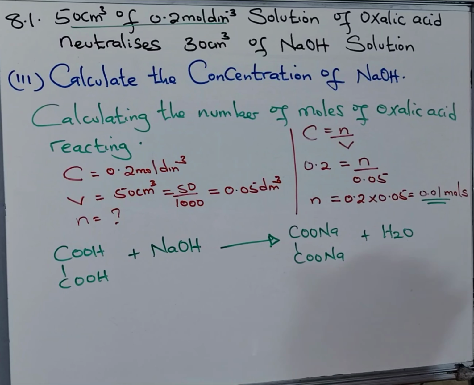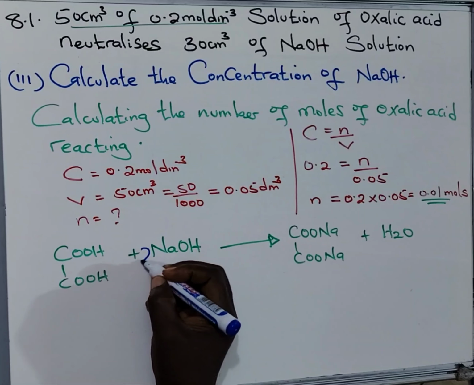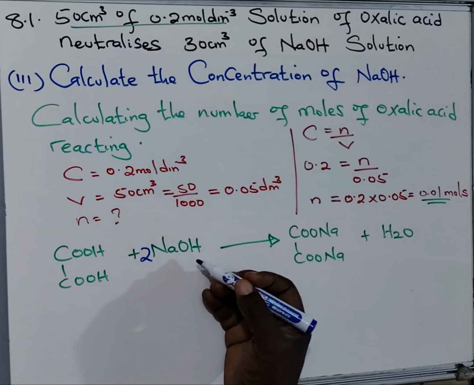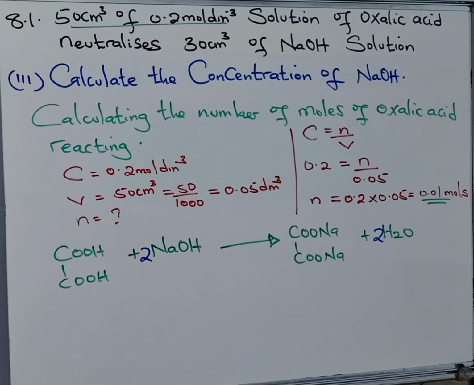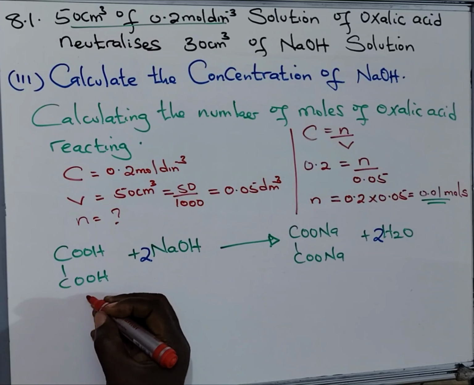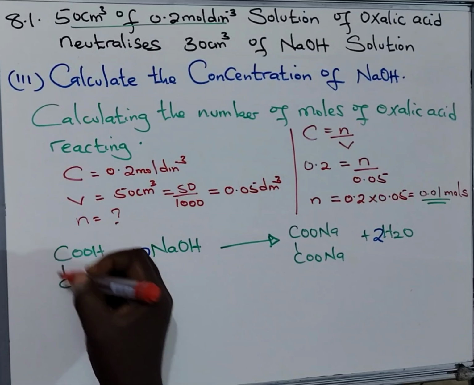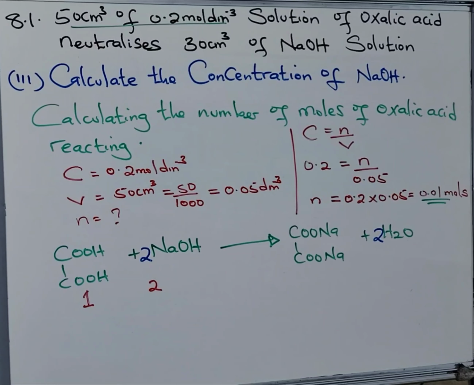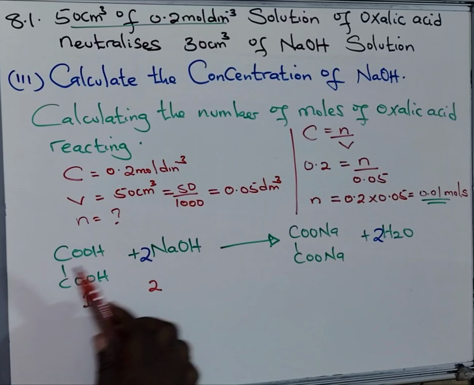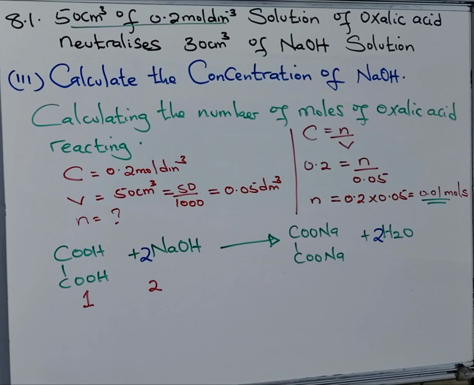Next is to balance. When you look at sodium, here is 1 and you have 2 sodium there, so we put a 2 here. When you put a 2 here, then hydrogen is 4, so you put a 2 here. Now hydrogen is balanced. So what we get from the equation is the mole ratio. We have 1 here, and we have 2. The purpose of the equation was to give us the mole ratio.